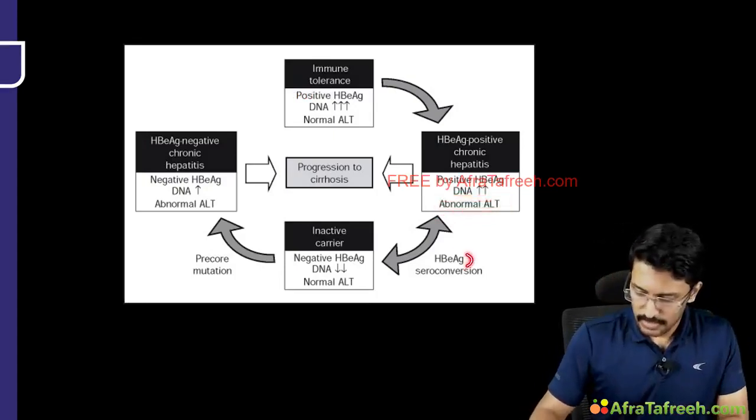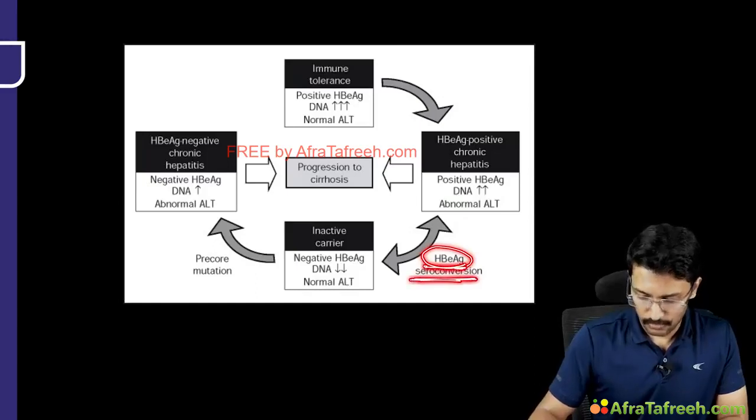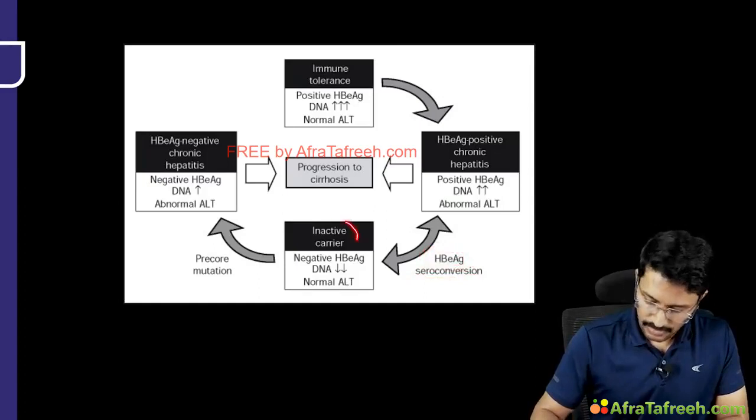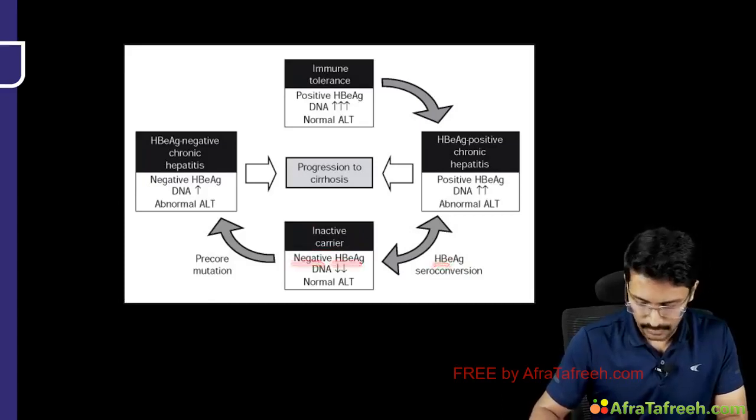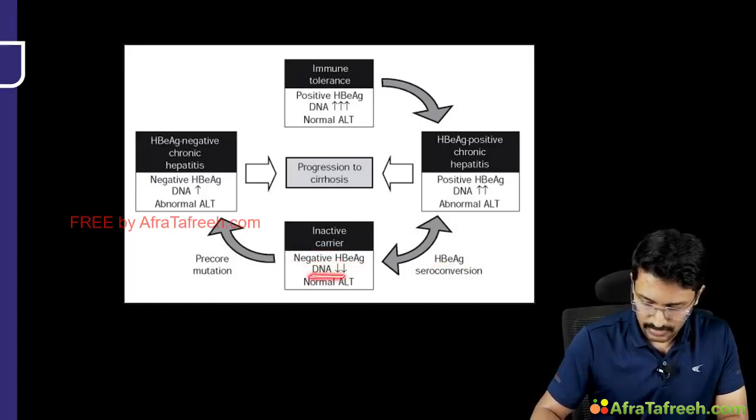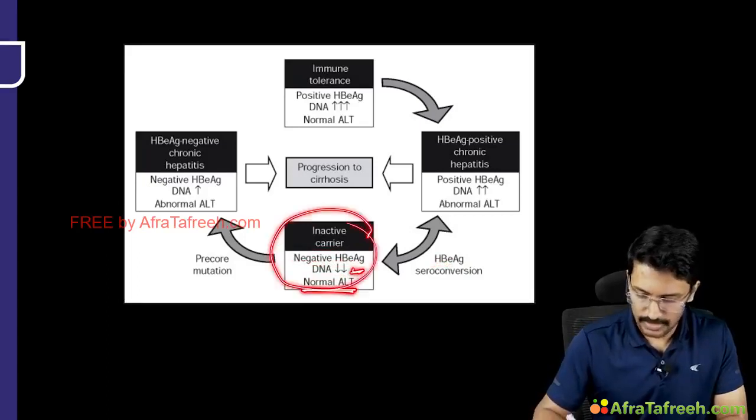Now once the antibody against HBeAg is produced, that's what we call HBeAg seroconversion. The patient gets into an inactive carrier state when this antibody against the HBeAg makes the antigen negative. DNA level comes down to less than 2000, and your ALT is normalized. This is what we call an inactive carrier.